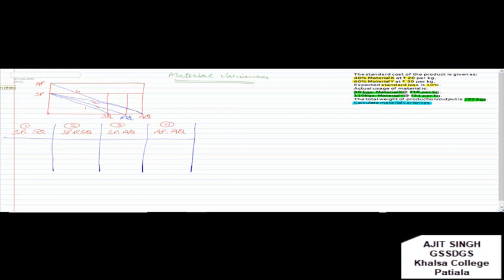We have two types of materials. You can see material X and material Y. In this problem, we are given the actual usage: 90 kgs of material X and 110 kgs of material Y.